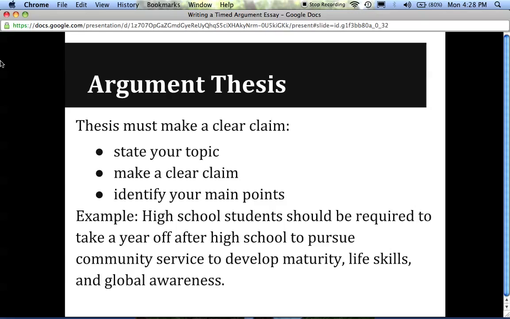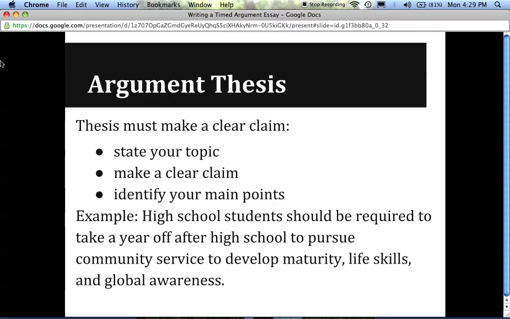So here's an example. This is from an essay about whether or not high school students should be required to take the year after high school off to complete some community service before they go on to college or to career. High school students should be required to take a year off after high school to pursue community service to develop maturity, life skills, and global awareness. So clearly the topic is about taking a year off to pursue community service. They're in favor of that, and they have their 3 main points. They think that it will help develop maturity, develop life skills, and develop global awareness.